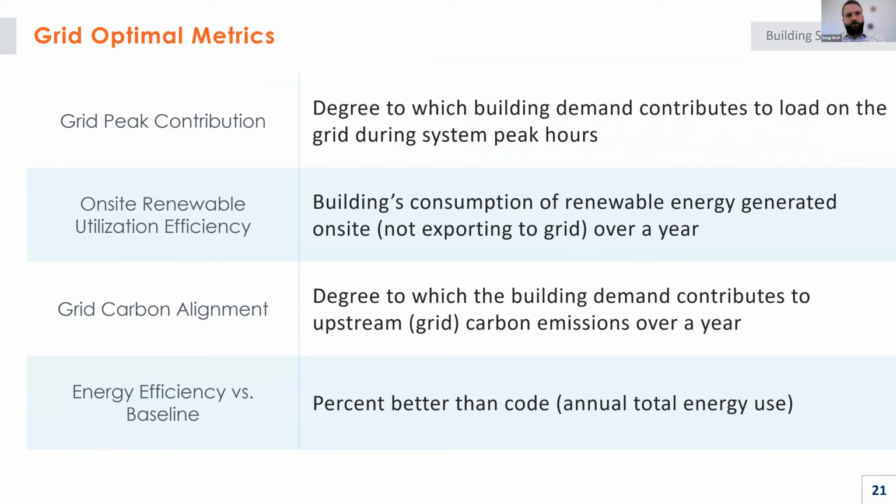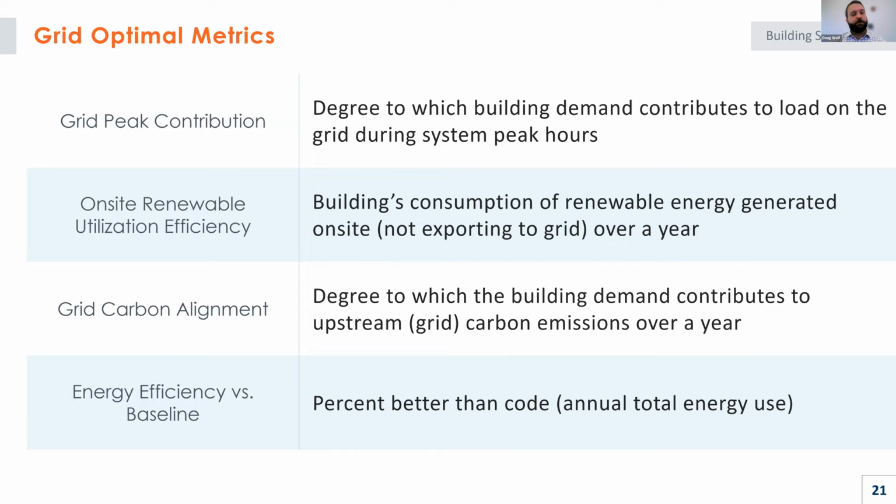First one, grid peak contribution is the degree to which building demand contributes to load on the grid during system peak hours. On-site renewable utilization efficiency is about a building's consumption of renewable energy generated on-site over a year. We don't want buildings to be generating a ton of electricity and trying to export it to the grid. It's not efficient and actually makes some of those grid dynamics even worse.